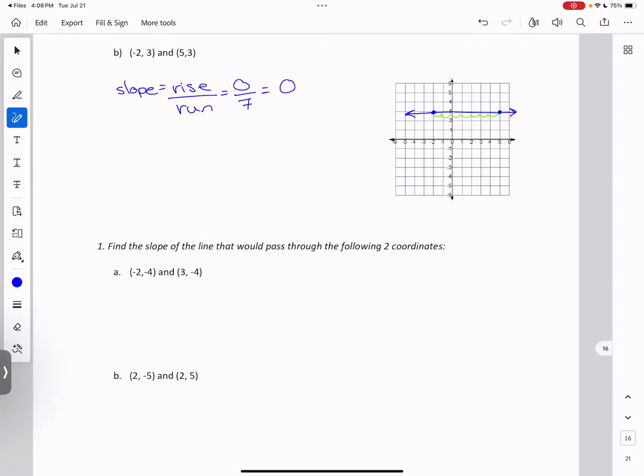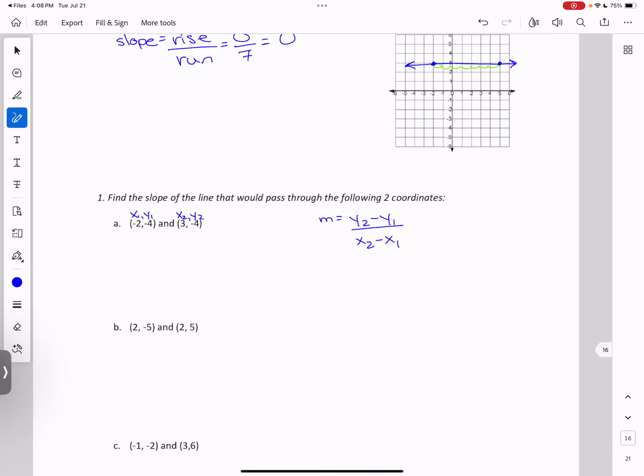All right, next one. This time we're not given a graph, so let's do this one using the slope formula. So I'm going to make this first point my x1, y1, and the second one x2, y2. And you have it in your formula sheet, but I'm just going to write the general formula down again. So it's right here. So y2 minus y1 over x2 minus x1. So let's plug in those values.